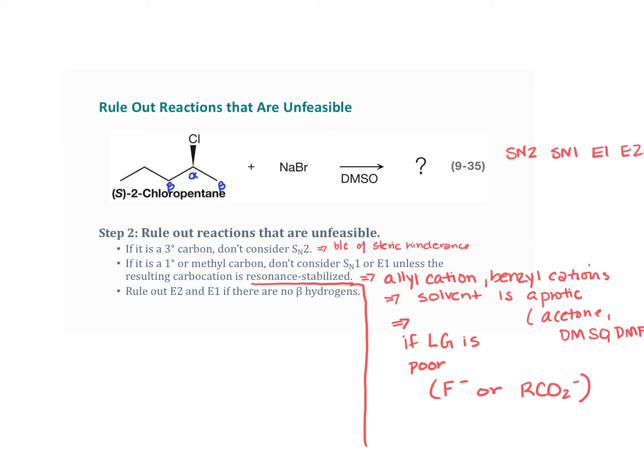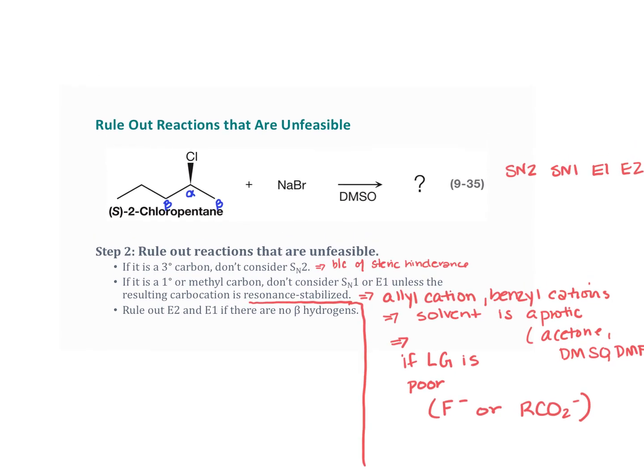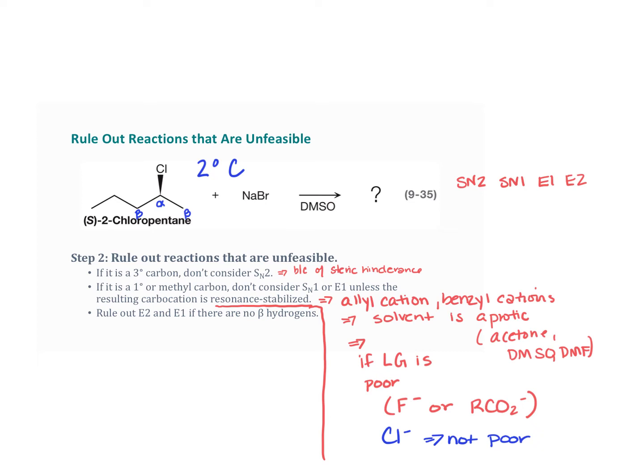So we look at this. It's a secondary carbon, right? So we can't rule out SN2. The leaving group is not poor. The leaving group is chlorine, so it's not poor. We can't rule out SN1 or E1 based on the carbon, because it's a secondary, it's not primary or methyl. But we can rule out an SN1 and an E1 because of DMSO here.